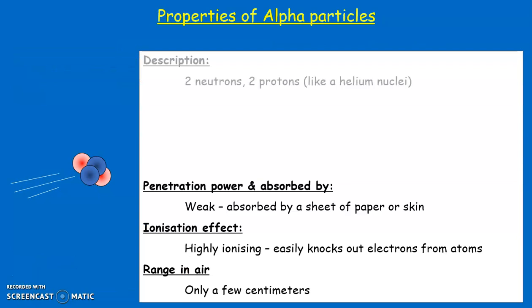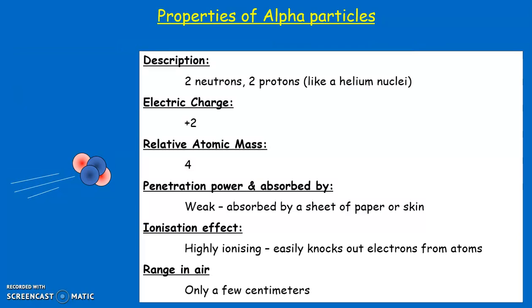So let's look at the properties of alpha, beta and gamma. These are the main properties we'll be looking at. So for alpha, we've got a description. We know that alpha is 2 protons and 2 neutrons, and we know it's like a helium nucleus. The electric charge of an alpha particle is +2. Remember, it's got 2 protons in it. The 2 neutrons in it are neutral, they have no charge. The 2 protons are positively charged. The relative atomic mass for an alpha particle is 4. It's made up of 2 protons and 2 neutrons, each with a mass of 1.